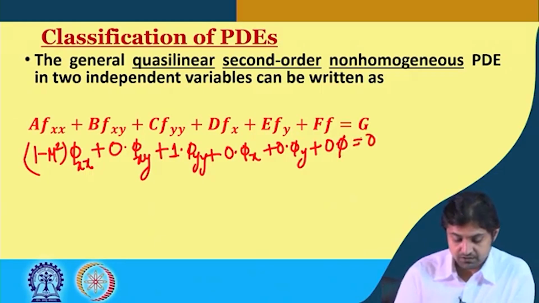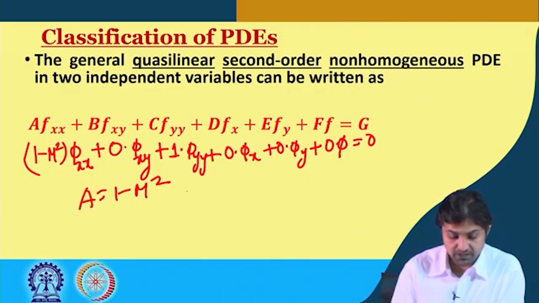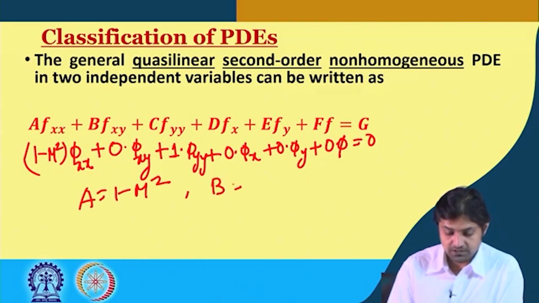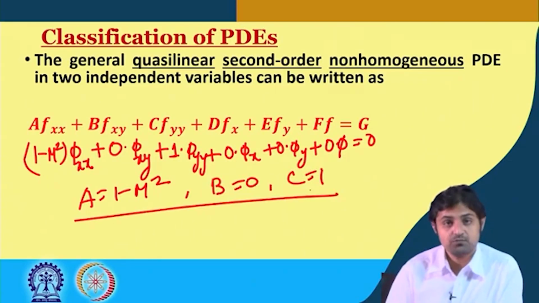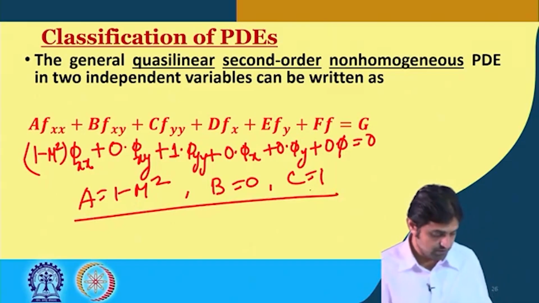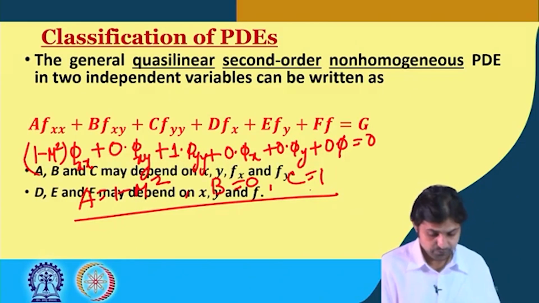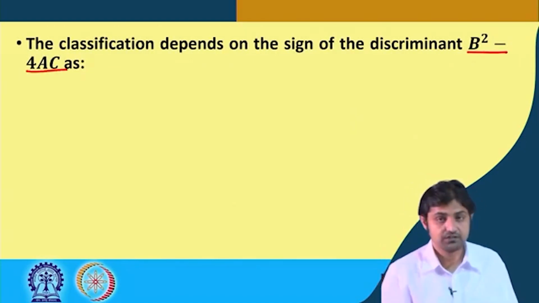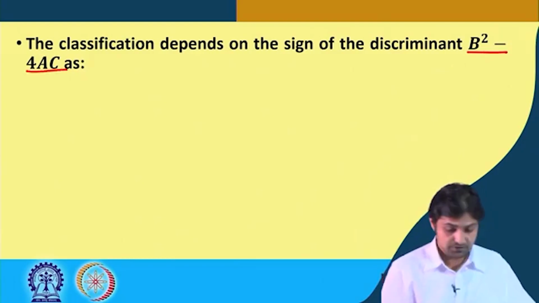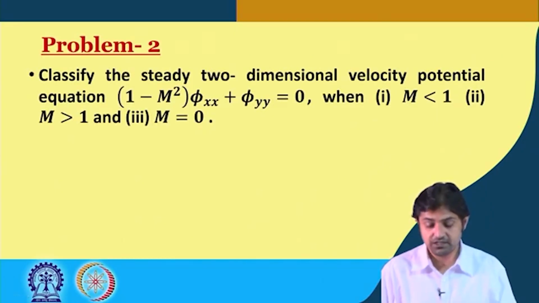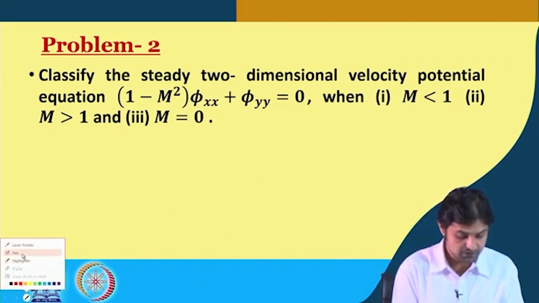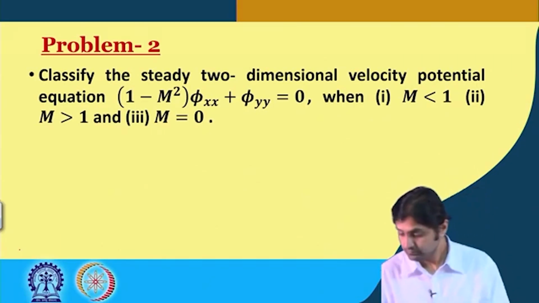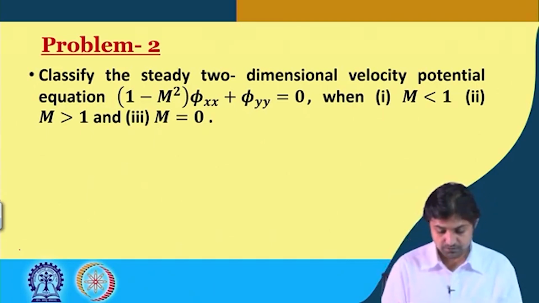So when we write this down, A is 1 minus m square and b is 0 and c is 1, because only these three terms are used in the discriminant. You see the classification depends on b square minus 4ac, right? Good. So we have to classify the steady two-dimensional velocity potential. All right.